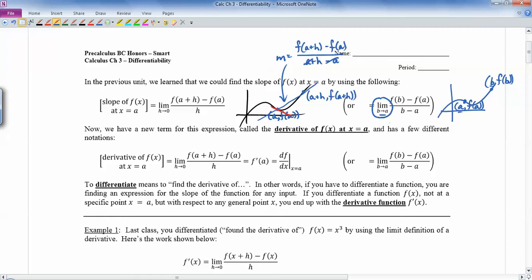Now we have a new term for this entire thing. It's called the derivative of f at x equals a. The new notations all mean the same thing. It still means the slope of f at a specific point a. There's this new notation, f prime of a, that we can use, which means the slope of f at a. And then there's also this one right here, df dx, evaluated when x equals a.